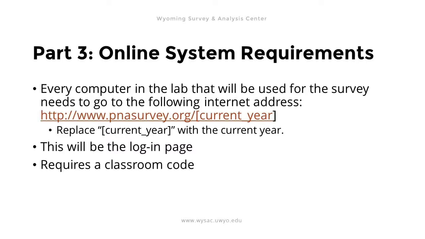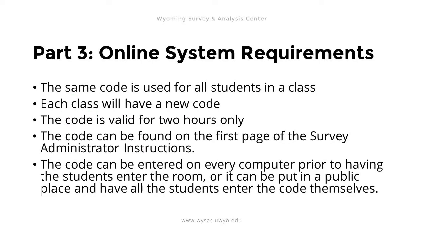When it comes time to administer the online survey, all the computers you will be using need to go to the internet address listed here. This address is also included in the survey administration instructions that we will be sending you. When you arrive at this address, you will be prompted to enter a classroom code. The classroom code is the way we identify and control who has access to the survey so that the survey is only given in those schools who have signed up to take it online. We also want to make sure that students can only answer the questionnaire once.